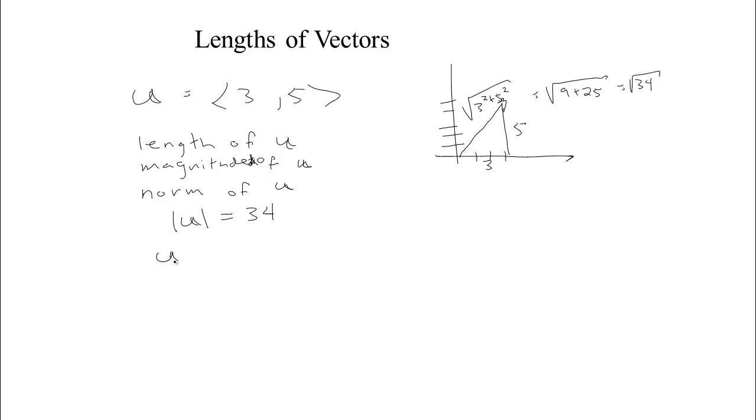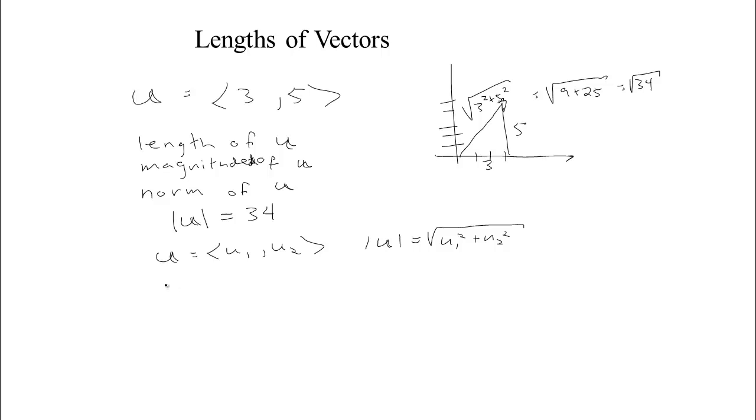In general, if you have a vector in 2 dimensions, it'll have 2 components, and its length will be the square root of the sum of the squares of the components. So it's a consequence of the Pythagorean theorem.